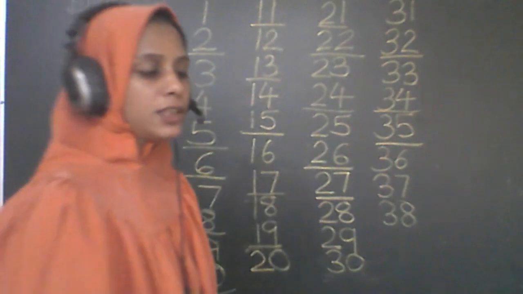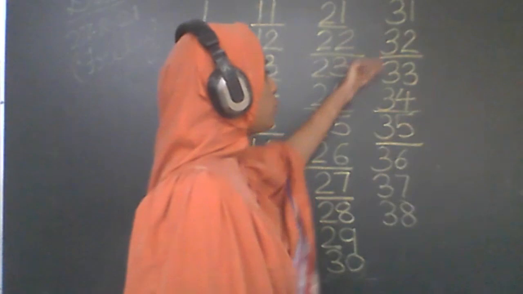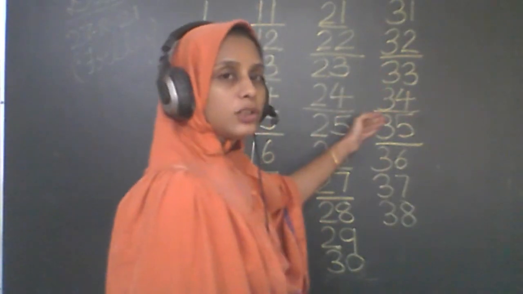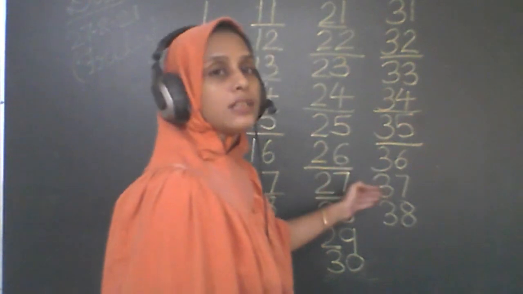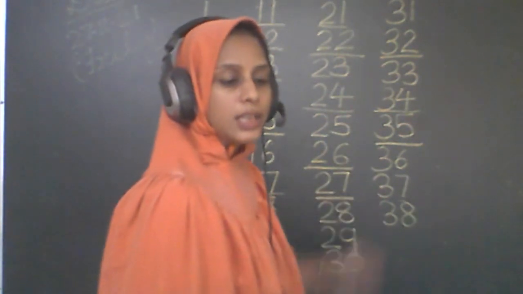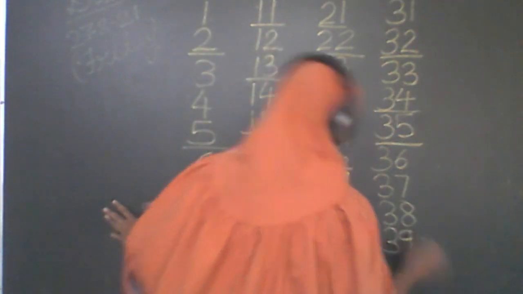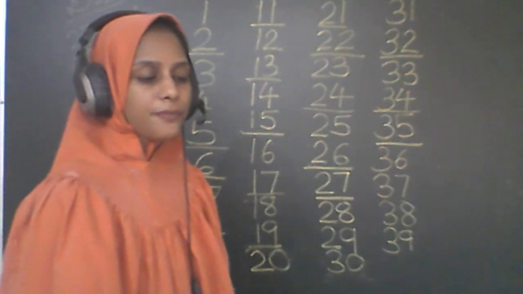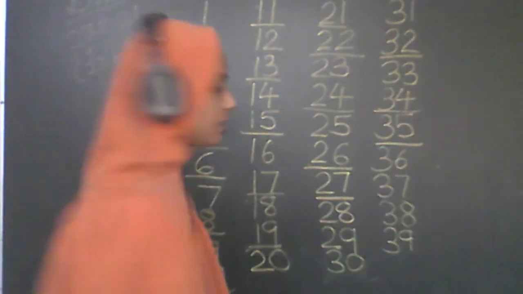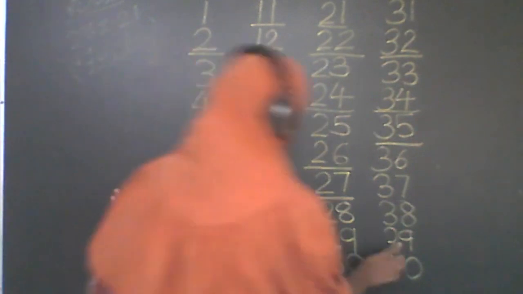Now, what comes after 38? Say the counting. 31, 32, 33, 34, 35, 36, 37, 38. Then after 38, 39. And after 39, 40. So in this way, you have to complete the numbers.